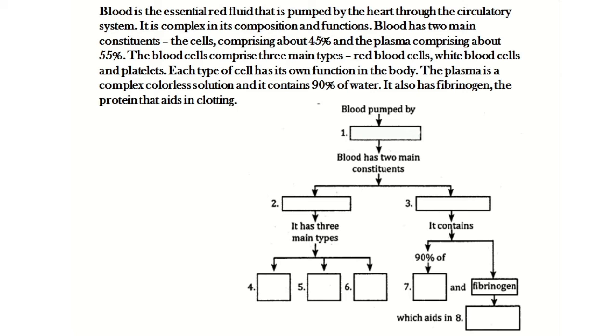aid in clotting. Here the box which we have to fill is: the blood is pumped by the heart. Blood has two main constituents, one is cells and another one is plasma. Then cells have three main types, one is red blood cells, second white blood cells and platelets, and plasma is made up of 90% of water. And lastly, fibrinogen and proteins aid in blood clotting. The last answer is blood clotting.